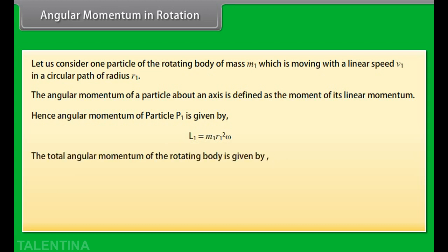The total angular momentum of the rotating body is given by L is equal to L1 plus L2 plus so on till Ln. By putting the value of L into the above equation, we get L is equal to m1 r1 square omega plus m2 r2 square omega plus so on till mn rn square omega. Thus, we get the result: L is equal to I omega.